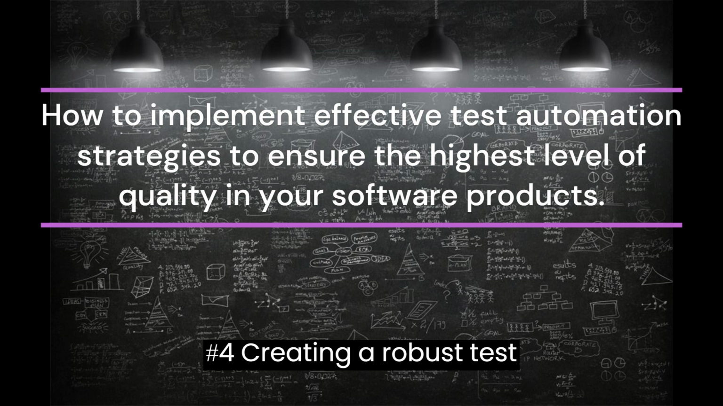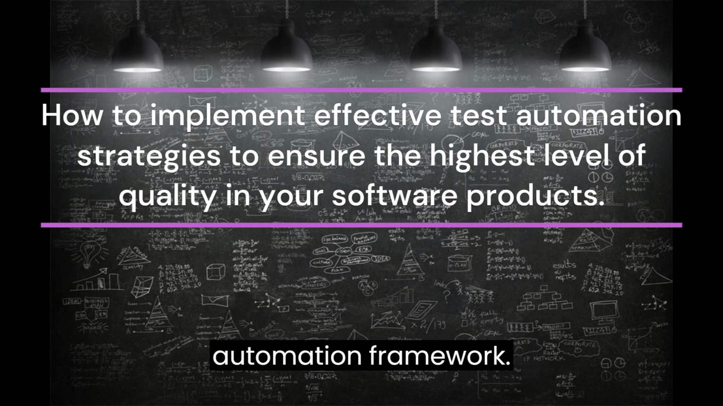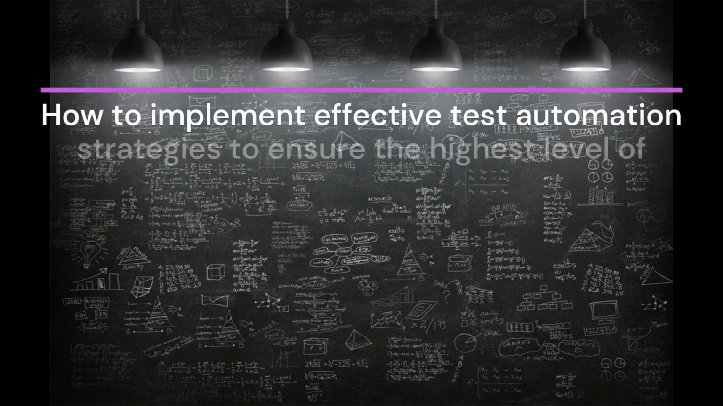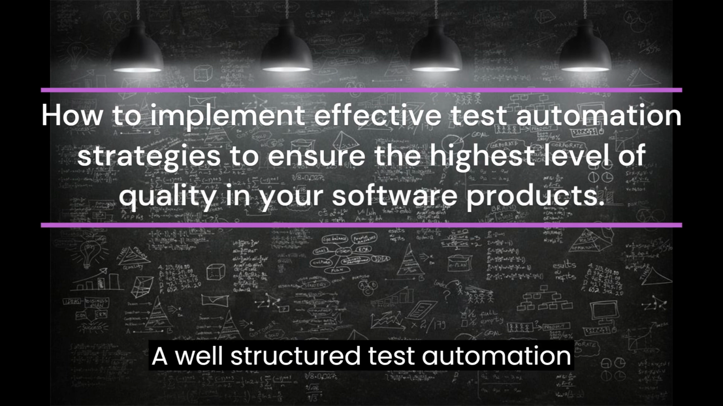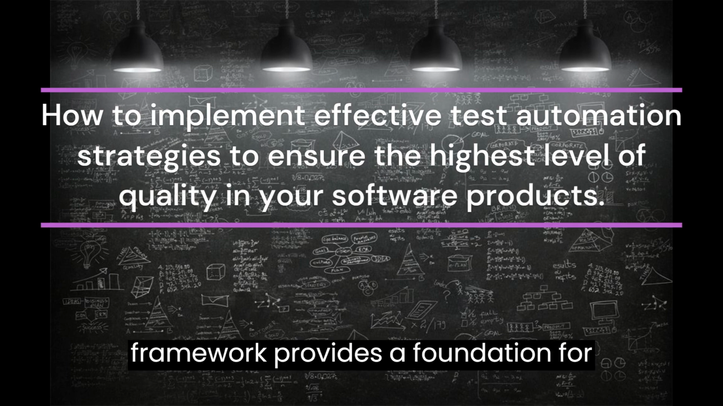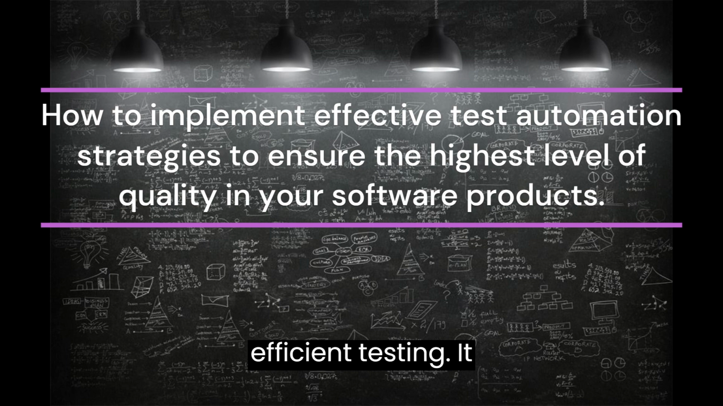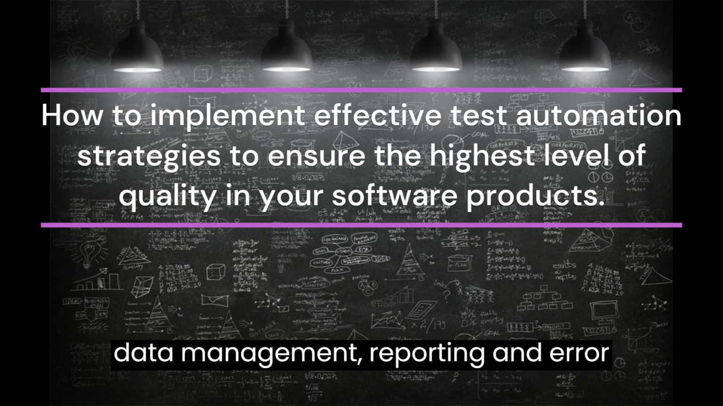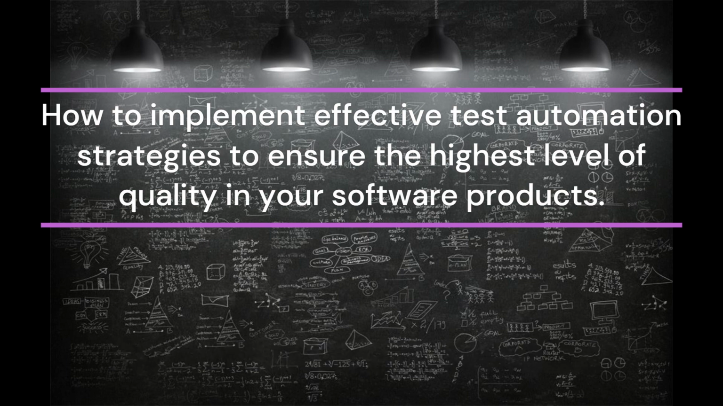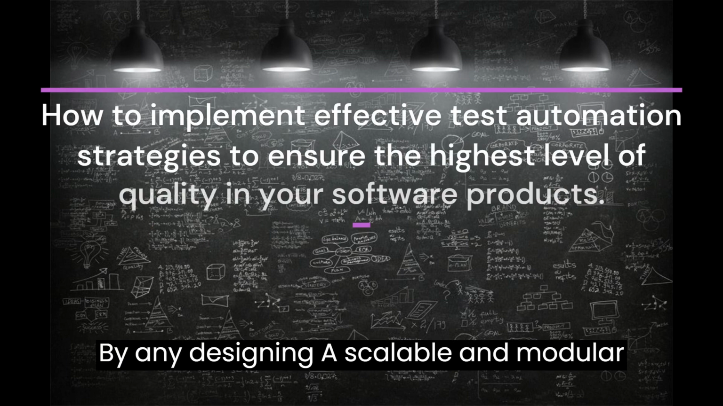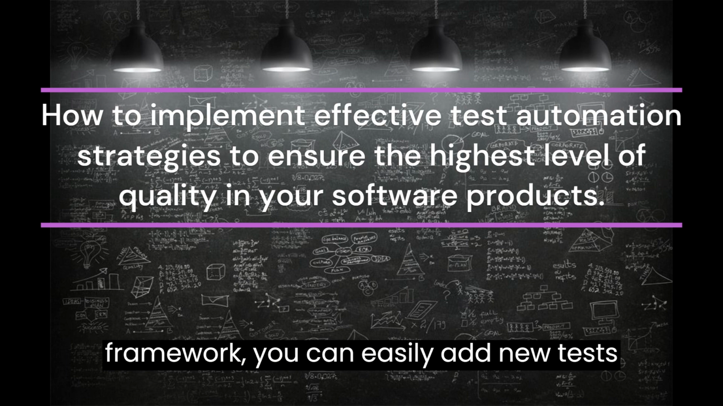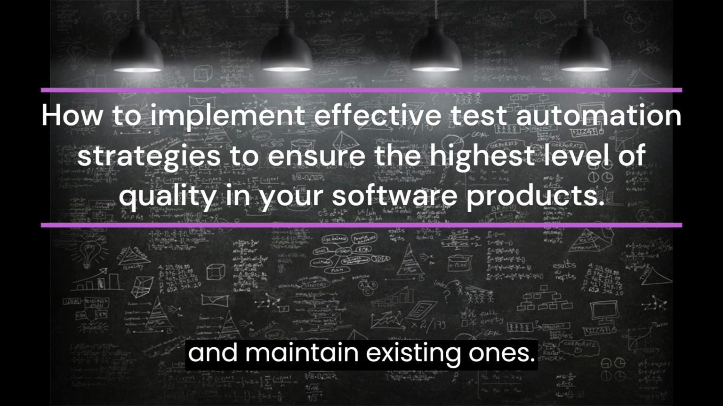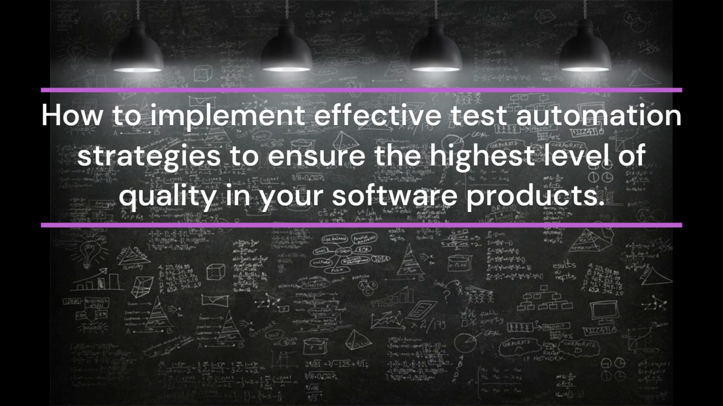Number 4. Creating a robust test automation framework. A well-structured test automation framework provides a foundation for efficient testing. It includes components like test scripts, data management, reporting, and error handling. By designing a scalable and modular framework, you can easily add new tests and maintain existing ones.